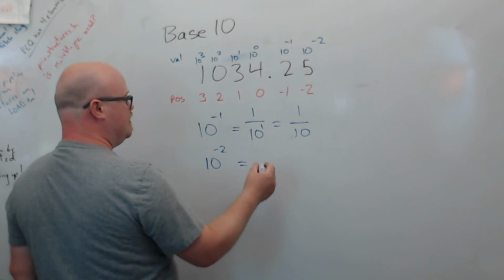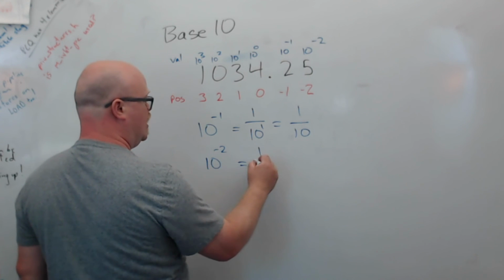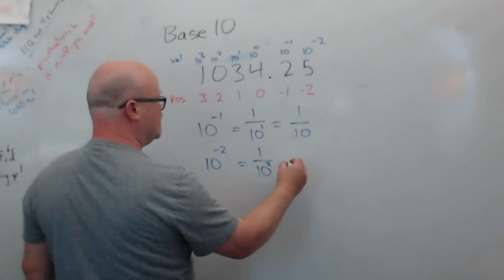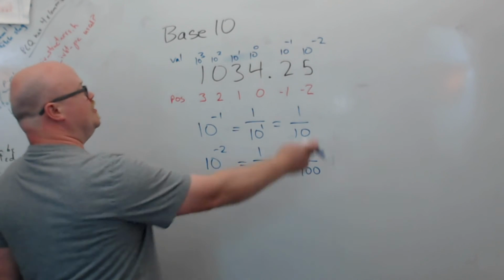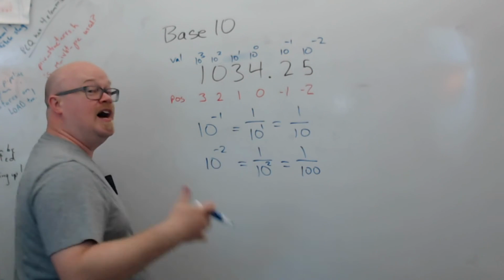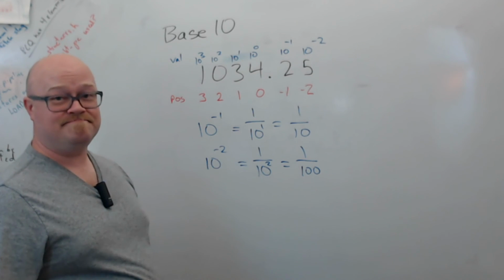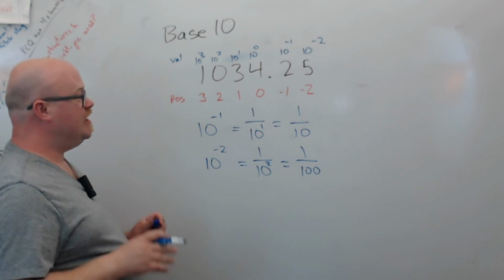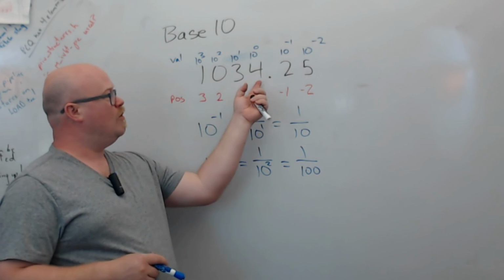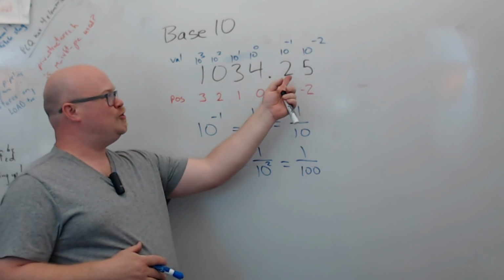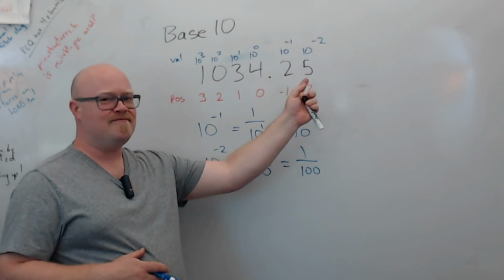For the next position, where the 5 is, that position is worth 10 to the negative second power. So we apply the rule of negative exponents, and that means we have 1 over 10 squared, which is the same thing as 1 over 100. So this is the 100th position, just as we learned in grade school. So now we have 1,034 and 2/10 plus 5/100.